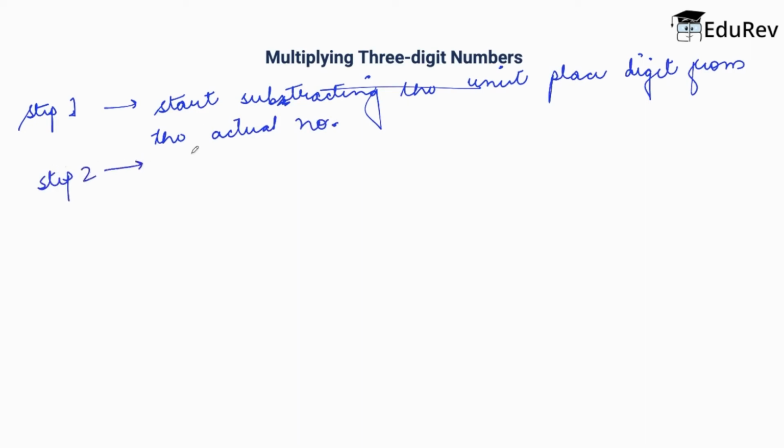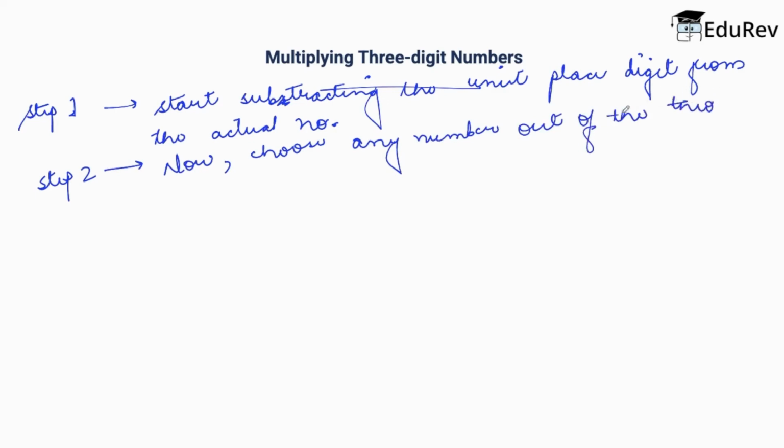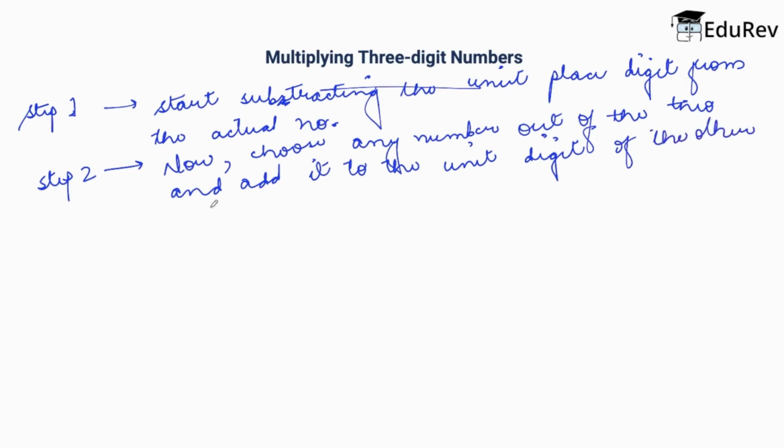Step 2 is now choose any number out of the 2 and add it to the unit digit of the other number.